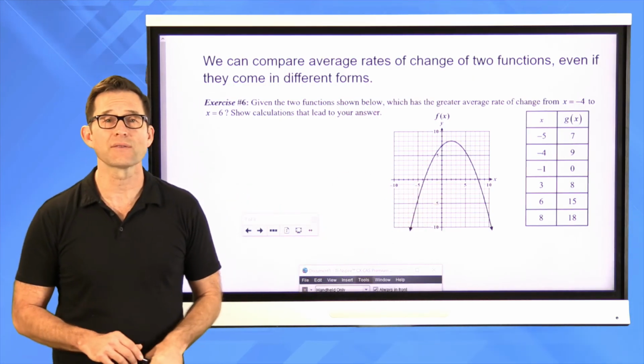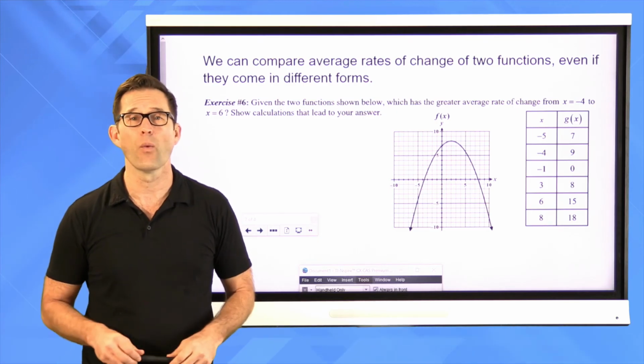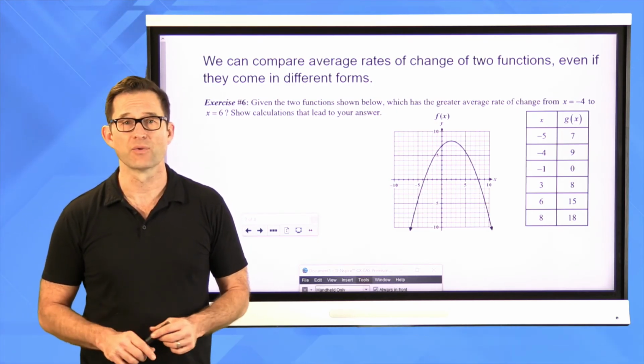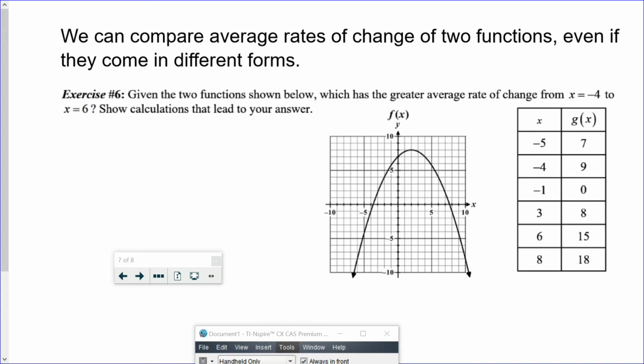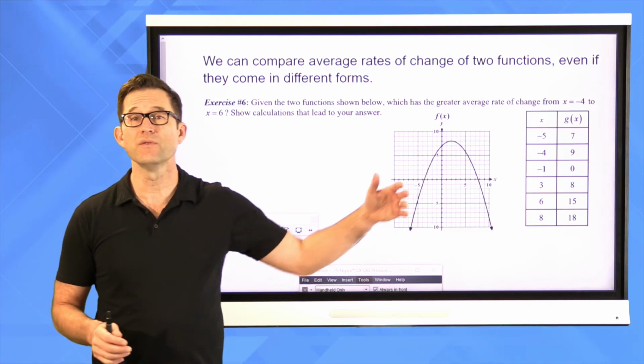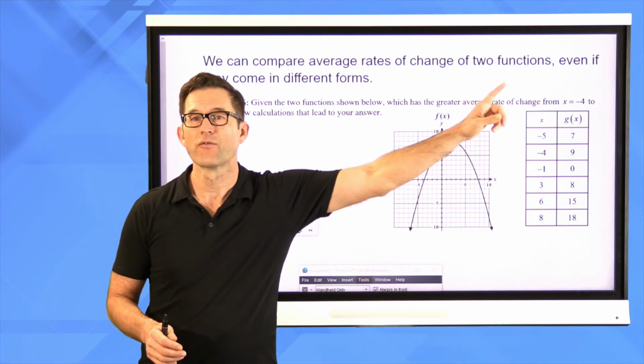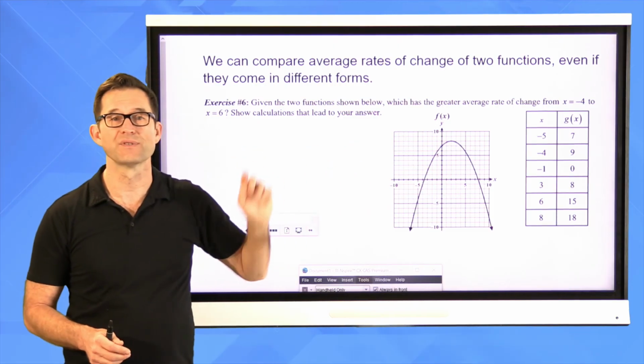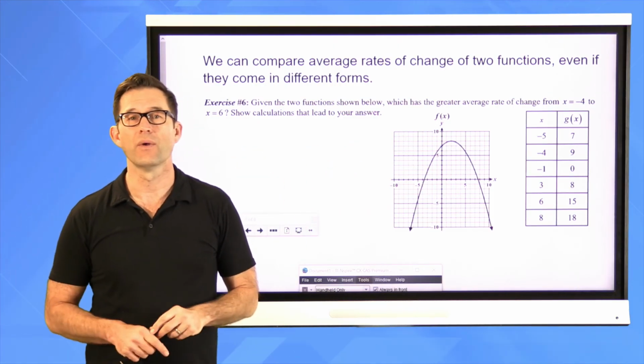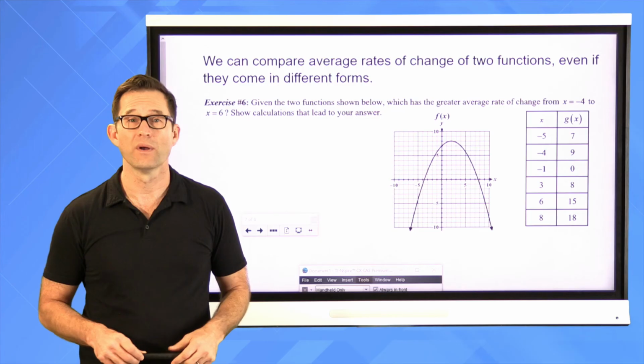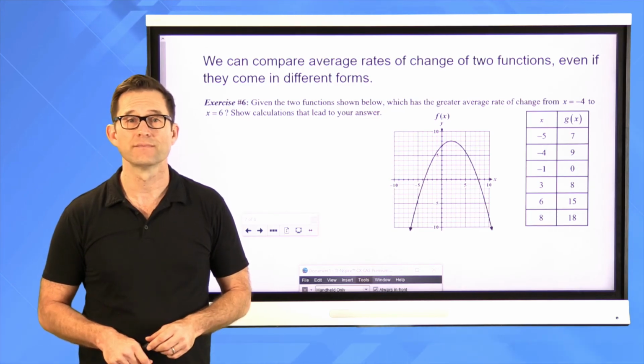So let's take a look at exercise number 6, where we try to figure out which function has a greater average rate of change. Given the two functions shown below, which has the greater average rate of change from x equals -4 to x equals 6? Show calculations that lead to your answer. Okay, great. So one of these two functions is changing faster from x equals -4 to x equals 6. I'd like you to pause the video now and see if you can figure out which one's got the faster average rate of change.